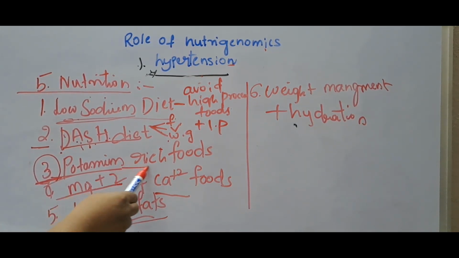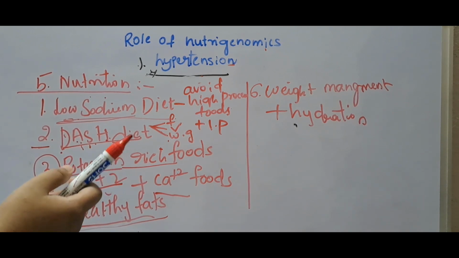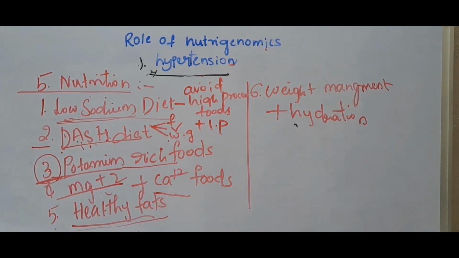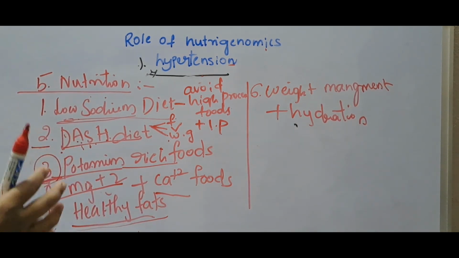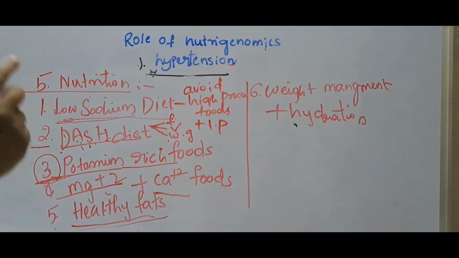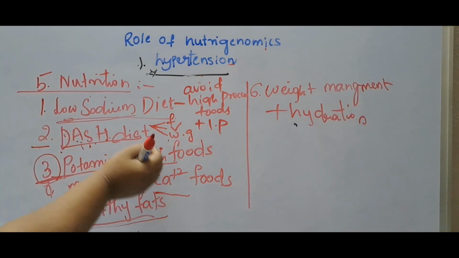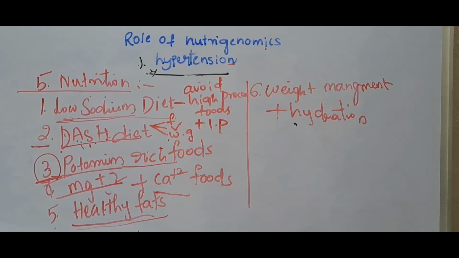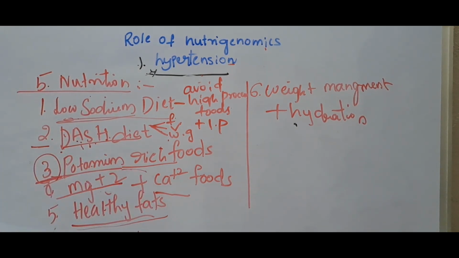And the third point is potassium foods. Potassium rich foods like bananas, leafy greens, oranges and beans, these types of food items generally balance the sodium. Okay, these potassium foods mainly help in balancing the sodium levels in the human body, and also support blood pressure regulation. So in that case, we can obviously reduce the risk of hypertension.